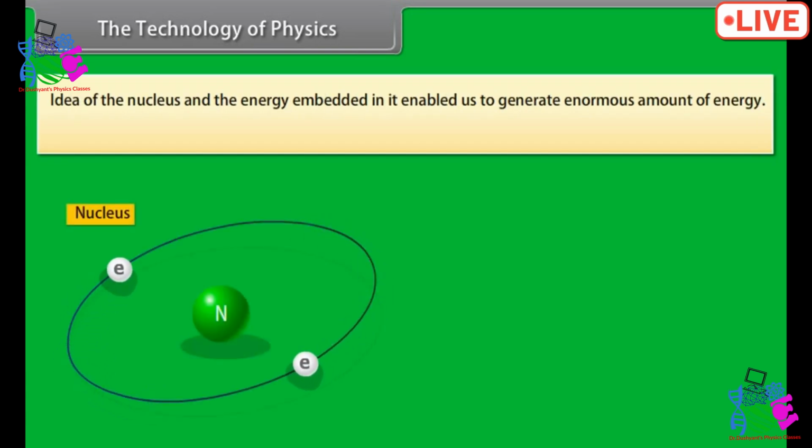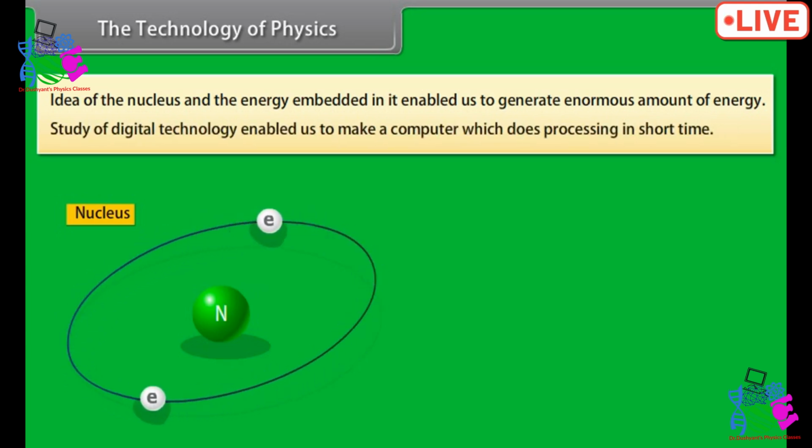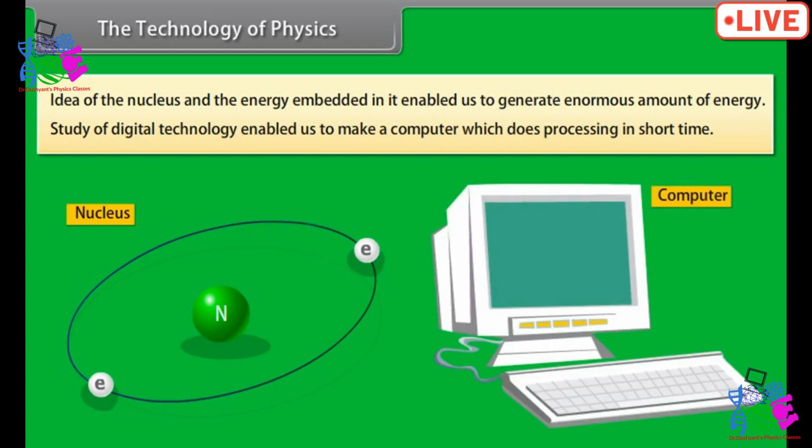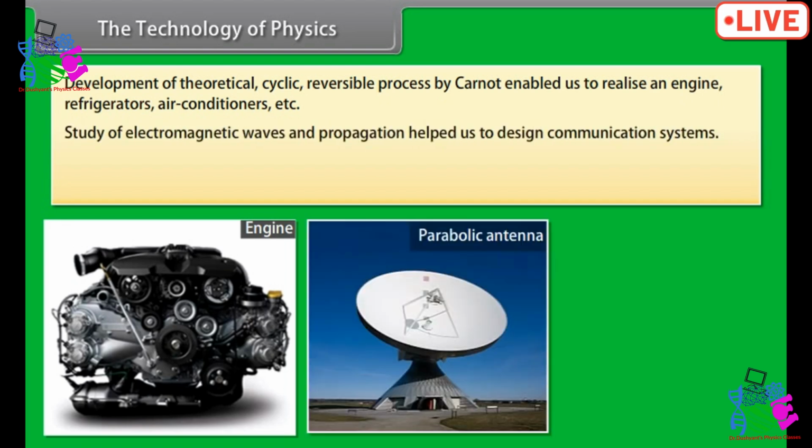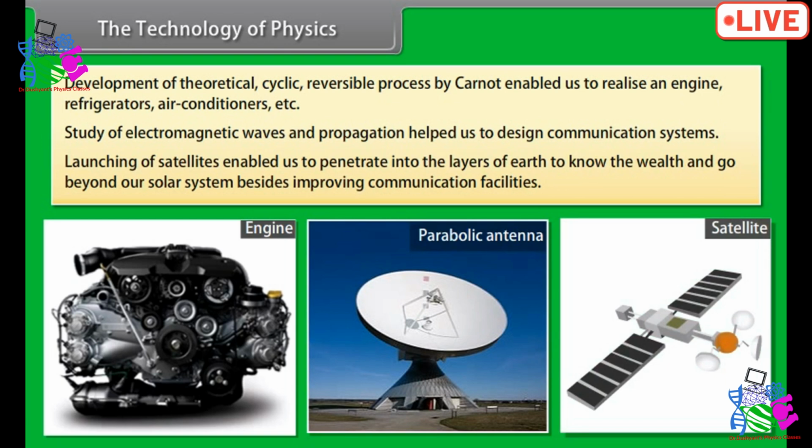The technology of physics. The idea of the nucleus and the energy embedded in it enabled us to generate an enormous amount of energy. Study of digital technology enabled us to make a computer which does processing in a short time. Development of the theoretical cyclic reversible process by Carnot enabled us to realize engines, refrigerators, air conditioners, etc. Study of electromagnetic waves and propagation helped us to design communication systems. Launching of satellites enabled us to penetrate into the layers of Earth to know its wealth and go beyond our solar system, besides improving communication facilities.